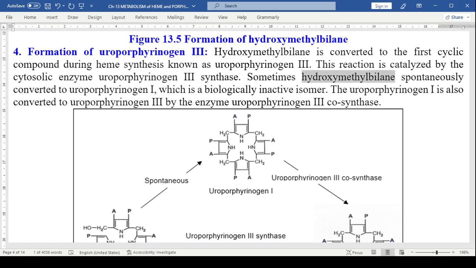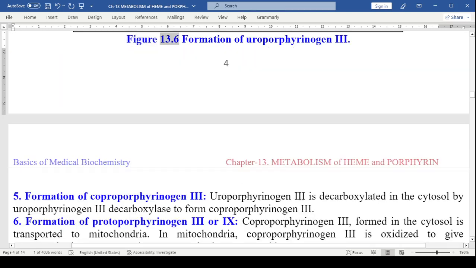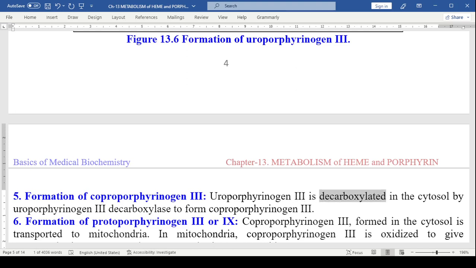Sometimes hydroxymethylbilane is spontaneously converted to uroporphyrinogen I, which is a biologically inactive isomer. The uroporphyrinogen I is also converted to uroporphyrinogen 3 by the enzyme uroporphyrinogen 3 cosynthase. Figure 13.6 Formation of uroporphyrinogen 3. 5. Formation of coproporphyrinogen 3. Uroporphyrinogen 3 is decarboxylated in the cytosol by uroporphyrinogen 3 decarboxylase to form coproporphyrinogen 3.